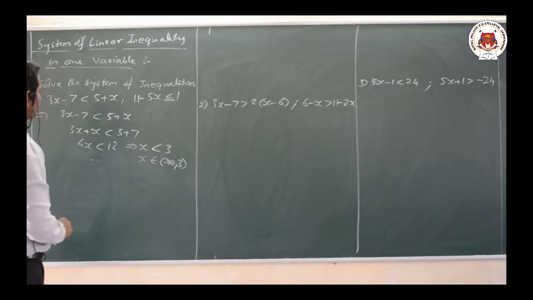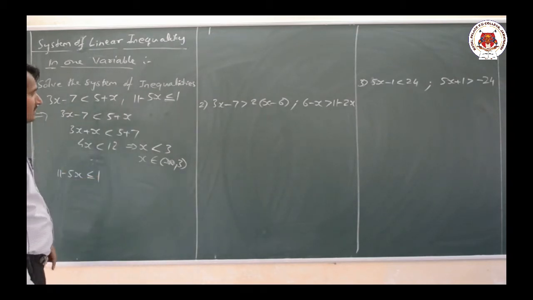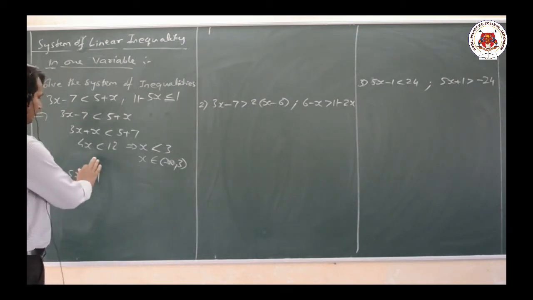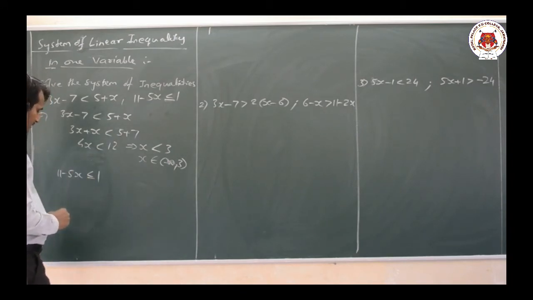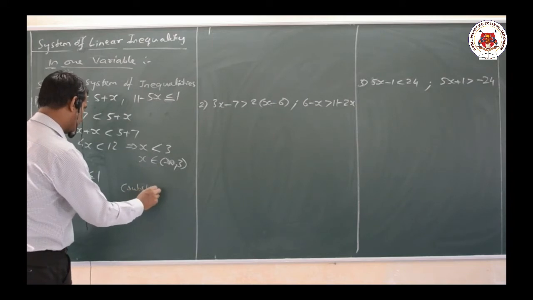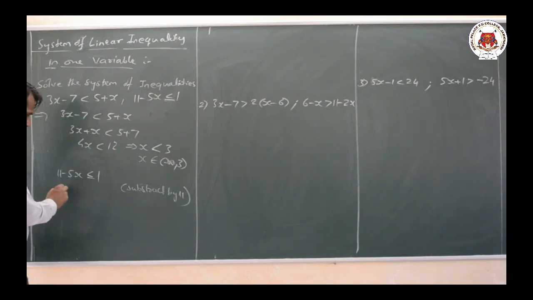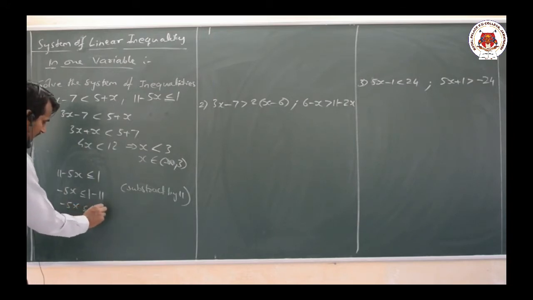Okay, the first thing is done. Next one comes: 11 minus 5x less than or equal to 1. That we shall solve here. Very simple thing. Now subtract 11 on both sides. That means we get 11 minus 11 is 0, minus 5x less than or equal to 1 minus 11, that is minus 5x less than or equal to minus 10.